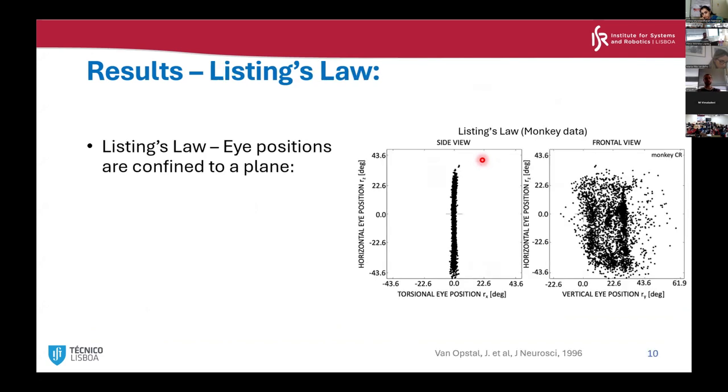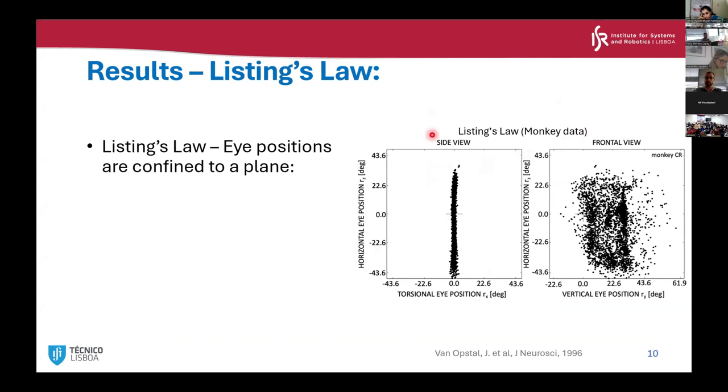Lastly, we also wanted to confirm whether Listing's law was valid in our simulator. Again, I restate Listing's law states that the torsional component of the eye, the horizontal component, and the vertical component should all be clustered around the plane.